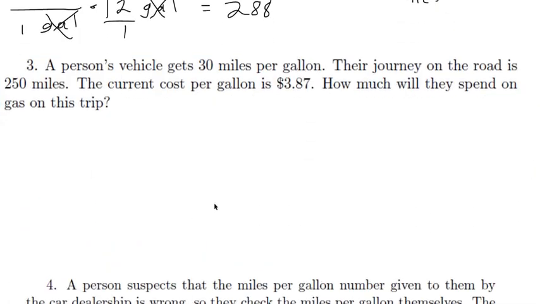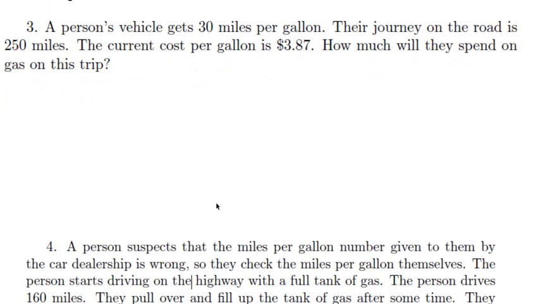Question 3. A person's vehicle gets 30 miles per gallon. Their journey on the road is 250 miles, and then they tell us the cost, so how much should they expect to spend? They want to know a dollar amount, right? So we want to have dollars for our final units. And they tell us the cost per gallon is $3.87. So there's my dollars. For $3.87, I get 1 gallon at the store.